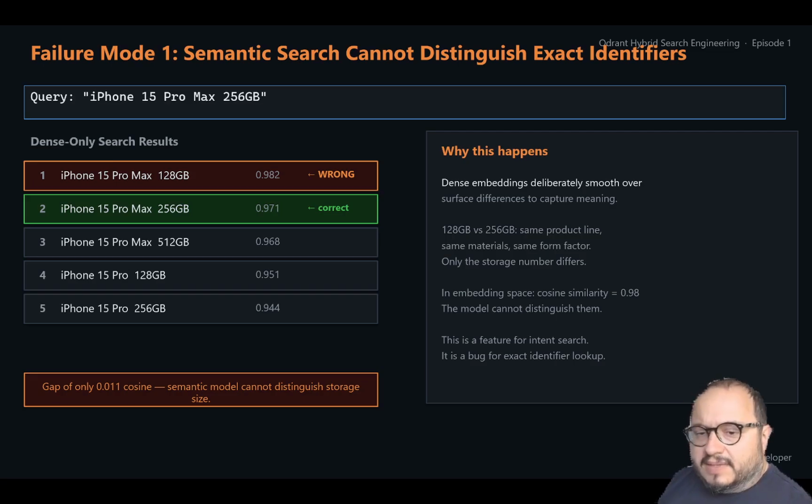In a real system, this means a wrong price quote, a wrong inventory check, a wrong recommendation. The deeper problem: semantic models deliberately smooth over surface differences to capture meaning. The 128 versus 256 distinction is exactly the kind of surface difference they smooth over. This is a feature of dense embeddings, not a bug, but it is a problem for exact lookups. Dense search is the wrong tool for queries where the exact tokens matter. Sparse search is the right tool, but we cannot just switch. We need them both.